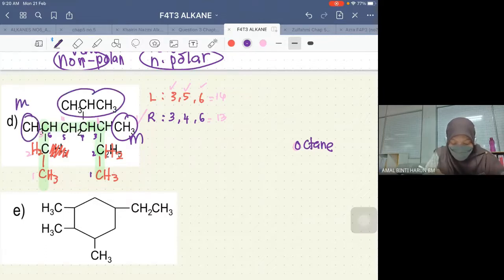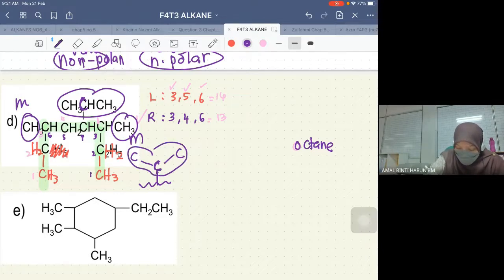This one is propyl. Tapi propyl ni attached to this carbon number 2. So dia akan jadi bentuk macam ni lah. Okay. This is the parent and then this is the carbon that attached to the propyl. Okay. And then sebelah kiri dia sama dengan sebelah kanan. So this propyl, this substituent propyl ni nama dia apa? Isopropyl.